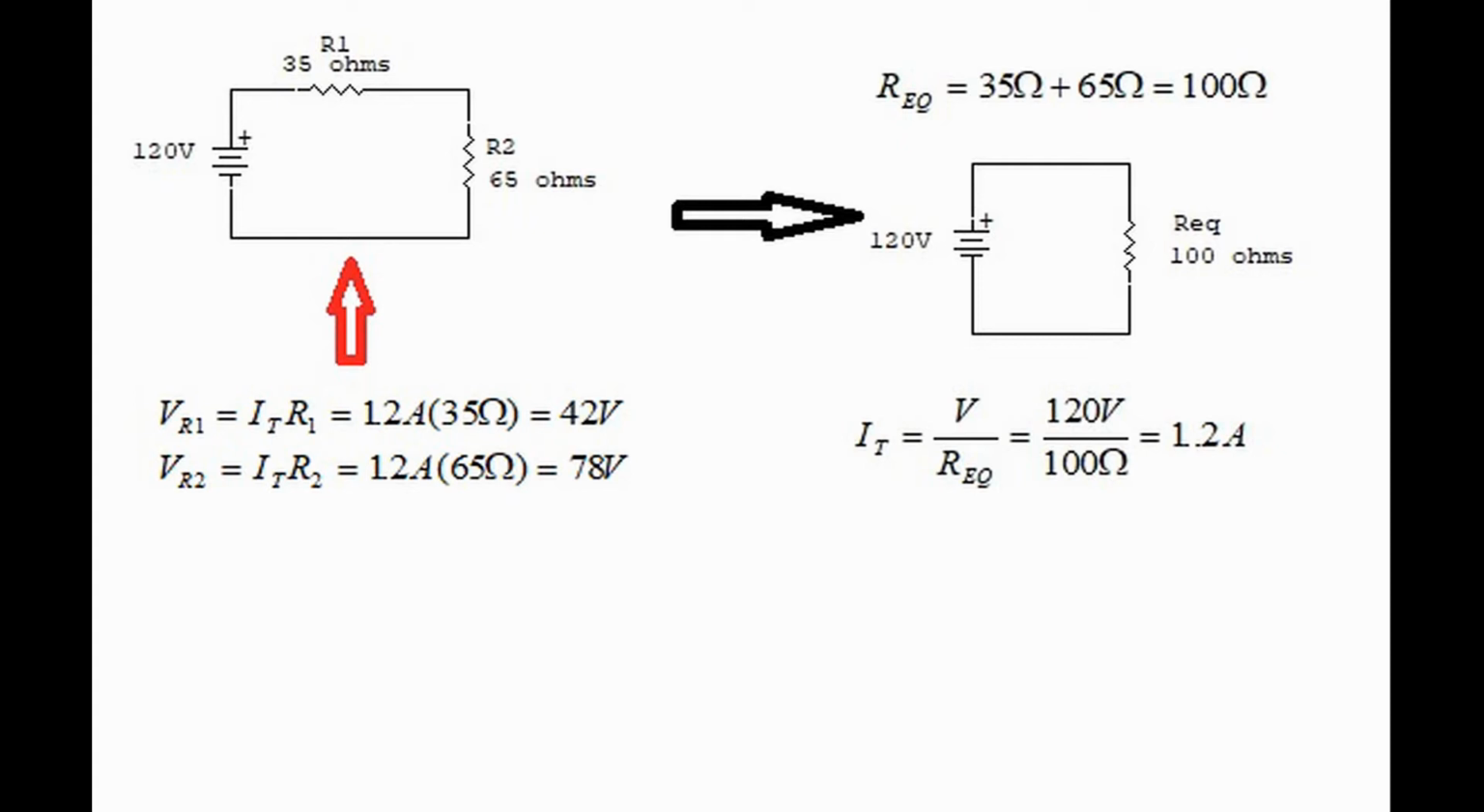Using the total current, then go back to the original drawing, and then you can find the voltage drop across each resistor. In this case, for the first resistor, it's 1.2 amps times 35 ohms, which equals 42 volts. For the second resistor, it's 1.2 amps times 65 ohms, for a total of 78 volts.